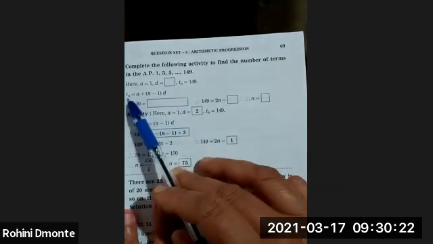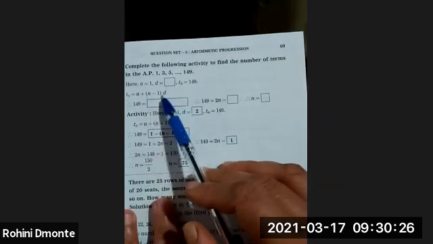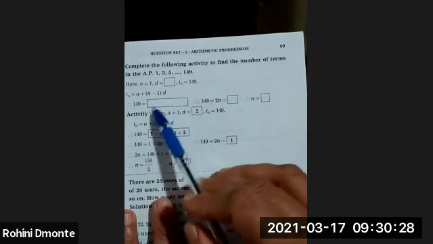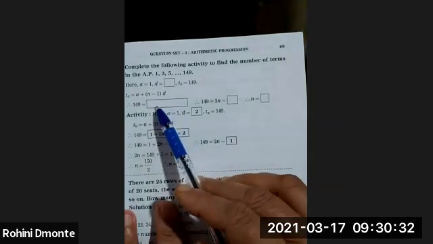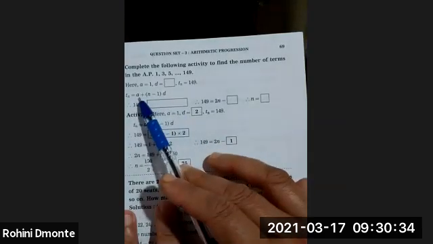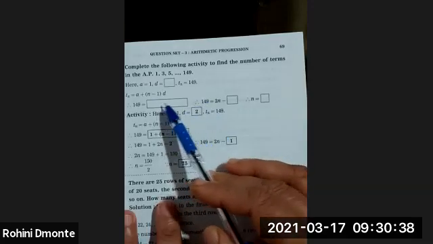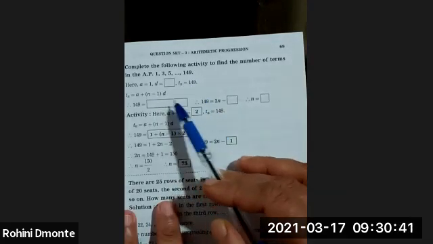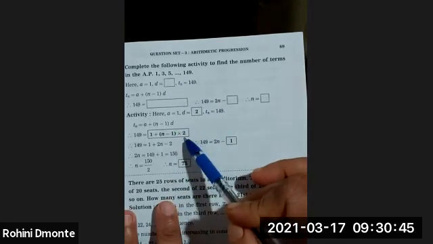Tn is 149. The formula is given over here, and you only have to simplify it. You have to substitute the values in this formula so that you will get this. So 149. Now you have to just write this. What is the value of A? 1. Then a plus n minus 1 into D. And D is 2, right?